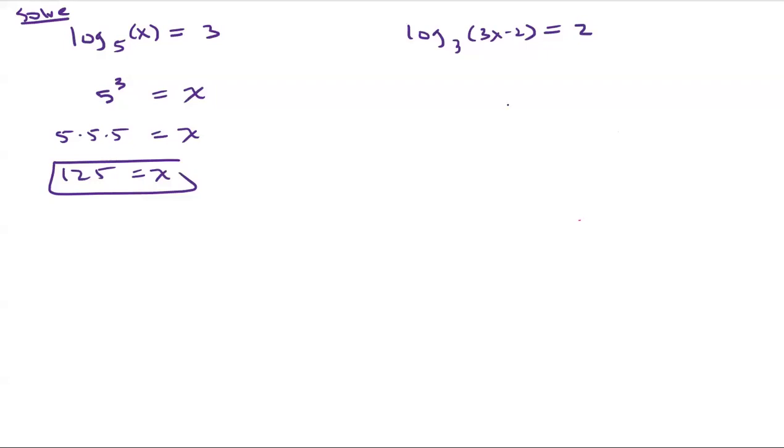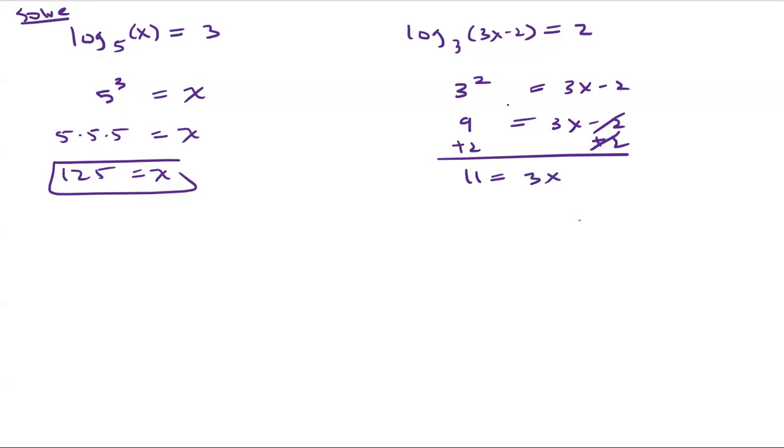Okay, so for this one, we're going to do exactly the same thing. We're going to rewrite it because right now we can't solve it. But if we rewrite it from a log function to an exponential, we can, hopefully. So this one will have 3, little to the right will be 3 squared equals the middle, which gives us 3x minus 2. So 3 squared is 9 equals 3x minus 2. Then we're just going to solve for x. That gives us 11 equals 3x, and then divide by 3. So x is 11 thirds, and that's our answer.